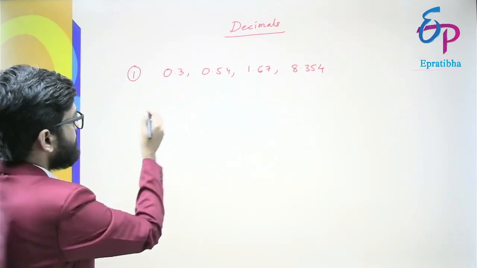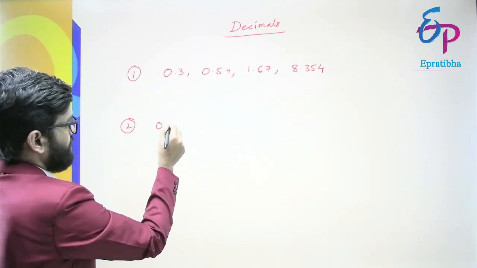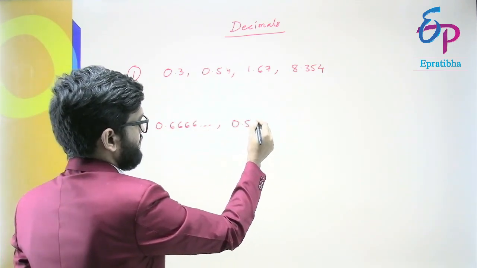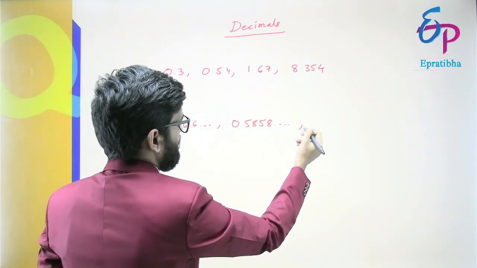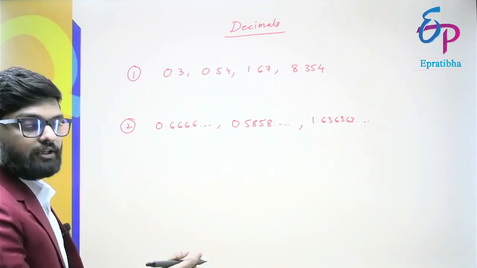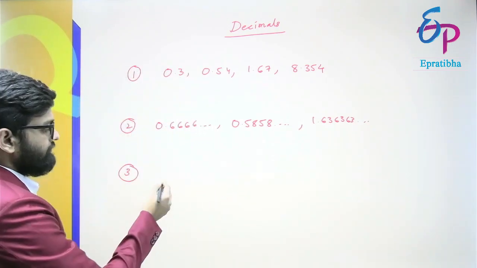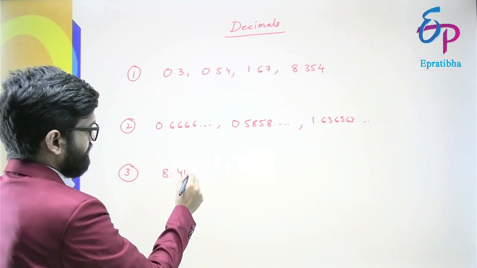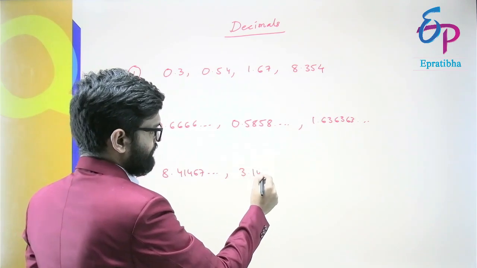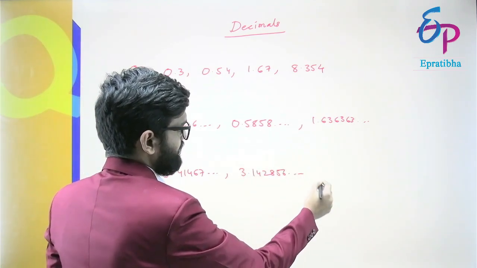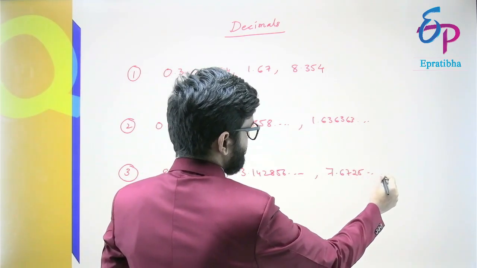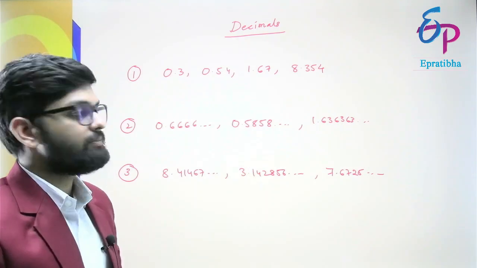Now what is the difference between these numbers and these numbers? If I take 0.6666 and so on, 0.585858 and so on, or 1.636363 and so on. I'm going to write another type of decimals. Now 8.41467 and so on. What is the pi value? The pi value is 3.142856 and so on, right? Now 7.6725 and so on. What is the basic difference between these three types of numbers?